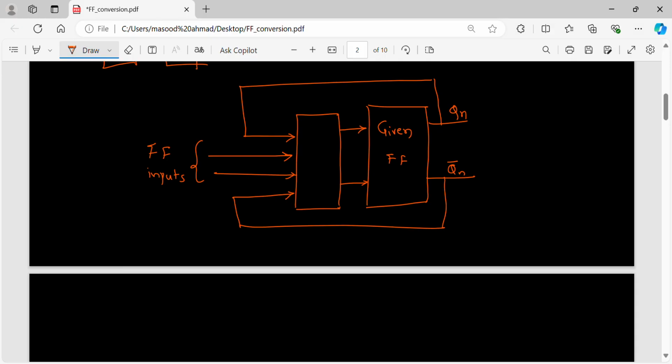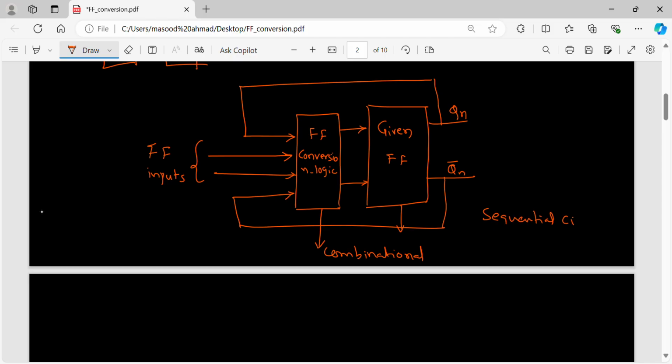This is the flip flop conversion logic. So what we do is we design this circuit; this one is already given. This circuit is combinational in nature. The conversion logic is a combinational circuit. The overall circuit is a sequential circuit.